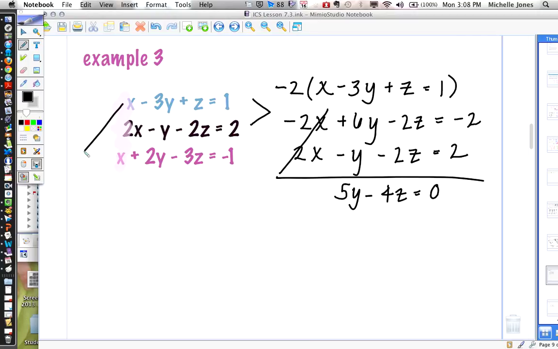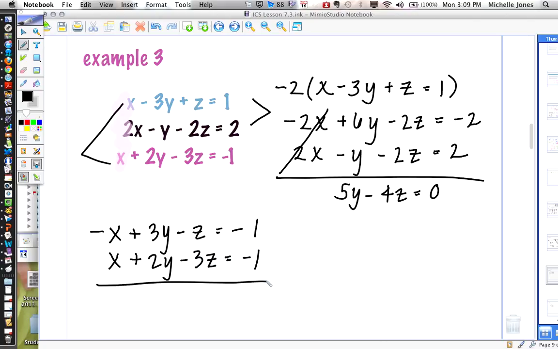All right, now let's take equations 1 and 3. That looks like it's going to be nice because I just need to make one of them negative. So I'll make the first one negative. So it's a -x, a positive 3y, and -z equals a -1. Then I take my third equation, add them together, my x's cancel. You get 5y minus 4z equals -2.